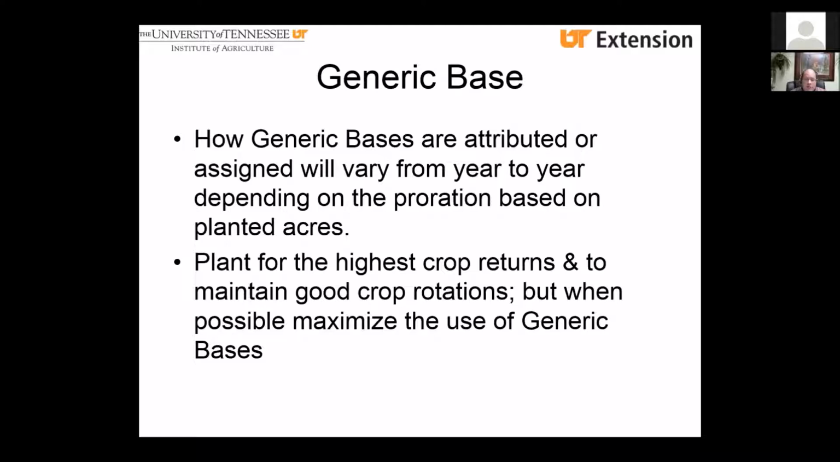In many cases, we have some farms in West Tennessee where all they have is generic base. If you look on the sheet, it'll say there are no acres to reallocate because the whole farm is generic base. Essentially, what will happen in that case, if those producers are not planting cotton, is that generic base will be prorated if they plant more than one crop, but it'll go to whatever crop they planted, whether it's corn, soybeans, or wheat, that's actually planted on that farm. So it can be a good deal in that instance. Okay, that wraps up our generic base discussion.